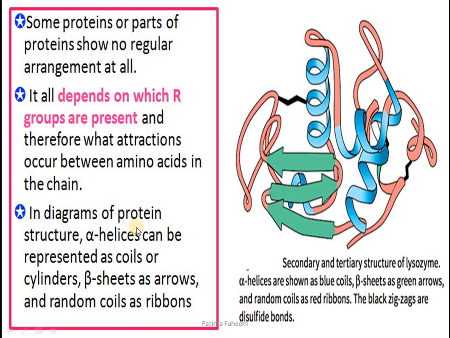In diagrams of protein structure, alpha helices can be represented as coils or cylinders, beta sheets as arrows, and random coils as ribbons. Here you can see in this diagram the structure of lysozyme. Here alpha helices are shown as blue coils, and beta sheets are shown as green arrows.